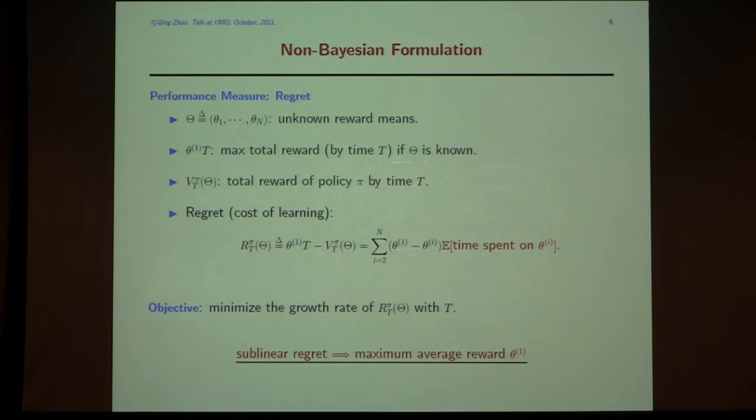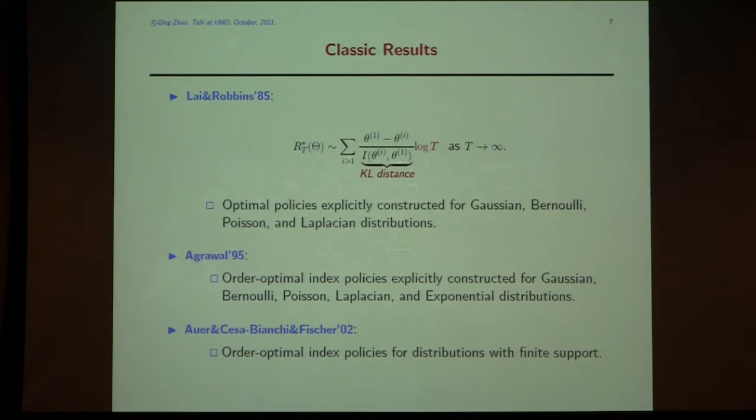So the question is whether it is possible to have sublinear regret, which means we can achieve the same average reward defined by the known model, and if yes, how do we approach that best possible performance in the fastest way? So the classic result along this line, the first work, is by Lai and Robbins in 1985.